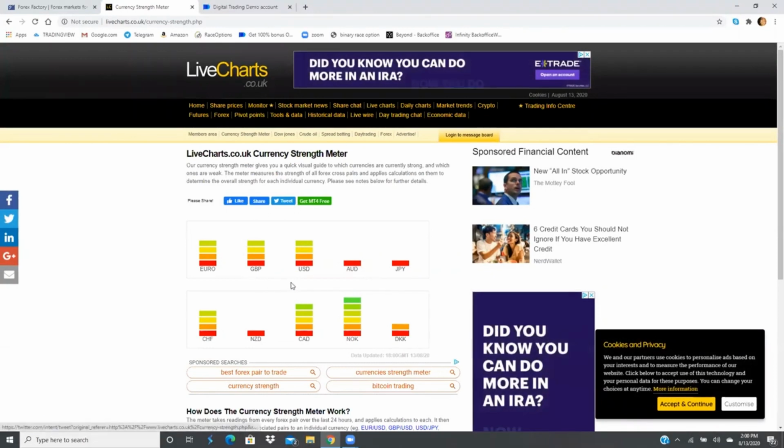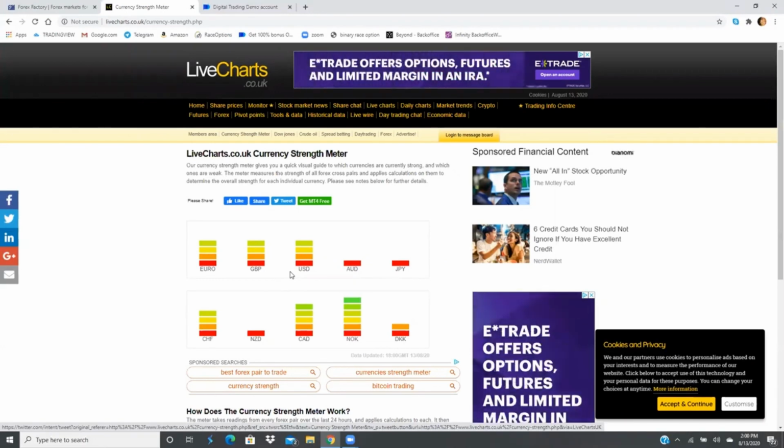Okay, so I really like to check this website before I go into a trade as well, to let me get more confirmation of which currency to buy or which currencies to sell based off of the strength.